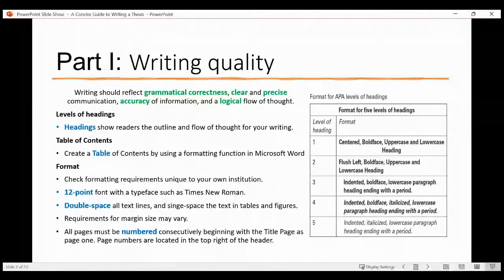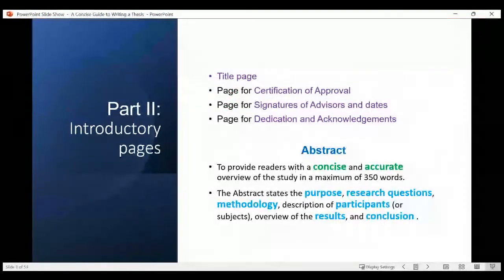All right. One last thing here is there are other pages that you need to include. The title page, this is the first one. You need to add the certification of approval page, signature of advisor and date. This is the 3rd page. The 4th page is the acknowledgement or dedication.